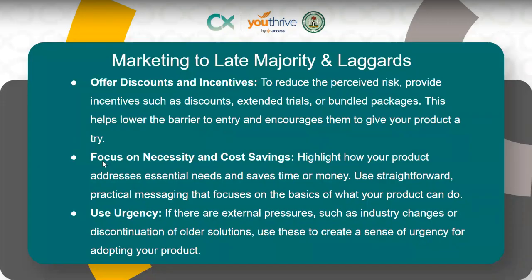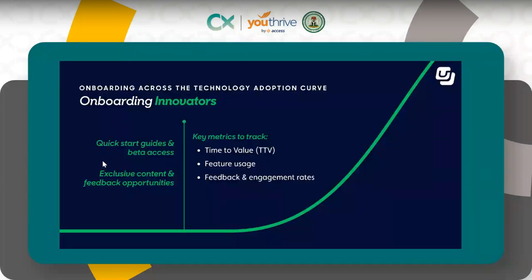Especially if they see that there's something major, like I mentioned, industry change or regulatory changes that would impact them. If you're able to position your product as the solution, as something that will help them get out of that mess, you'll be able to get late majorities and laggards. These are the same things that I mentioned here: onboarding for innovators, quick start guide, beta, and the metrics. That's pretty much everything I mentioned.